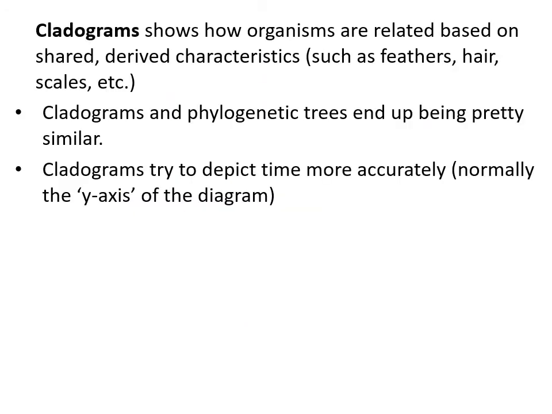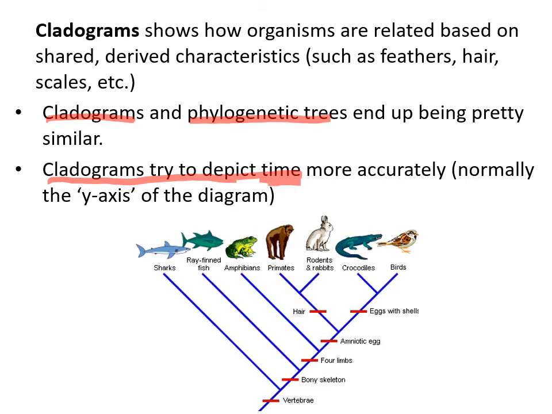Cladograms show how organisms are related based on shared derived characteristics. So things like the development of feathers, we could use that as a point on a cladogram to show where that divergence happens. Cladograms and phylogenetic trees, essentially, you can treat them kind of as the same thing, but cladograms should really try to depict time a little bit more accurately. You can think of them as being a little bit more of a graph, where they're trying to show time in roughly proportional amounts, whereas a phylogenetic tree is not necessarily worrying about that as much. We're going to treat them as the same thing, because we're not actually going to get the accurate measurements of the time either.